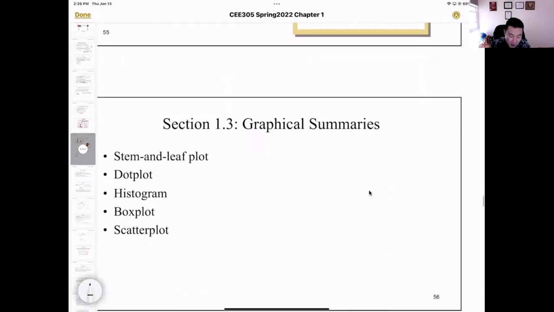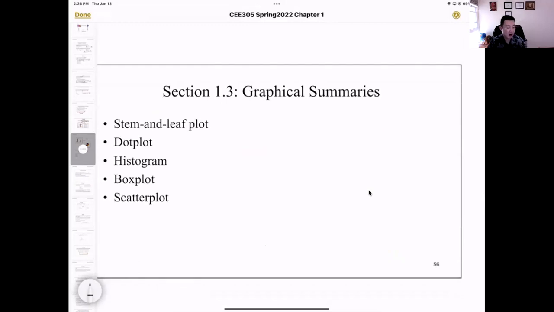Let's further look at some other charts. Some of them are used pretty often, such as a scatter plot, histogram, or box plot. Some of them are not used very often, such as the dot plot and the stem and leaf plot. But anyhow, we'll give a short introduction for each of these plots. The first one is the stem and leaf plot.